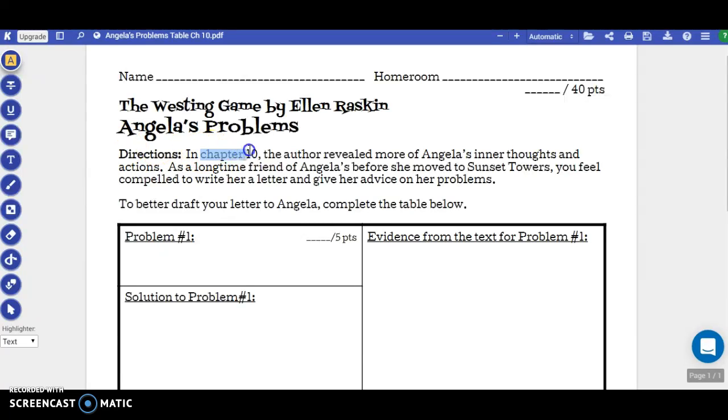So it says in Chapter 10, so we know that a lot of the information we need is going to be available to us in Chapter 10. And it says that you are a longtime friend of Angela. So this letter is going to require you to use your imagination and pretend like you are Angela's friend. And so this letter is going to ask you to give her advice.